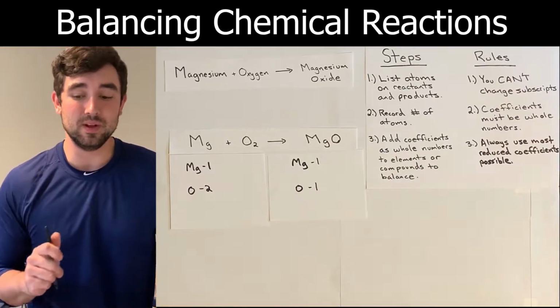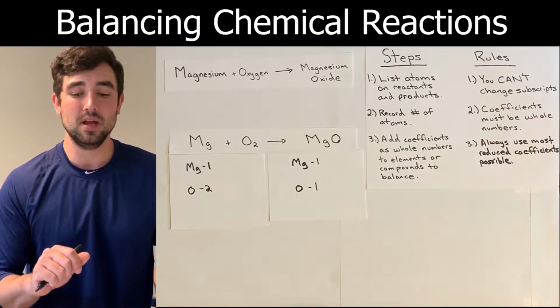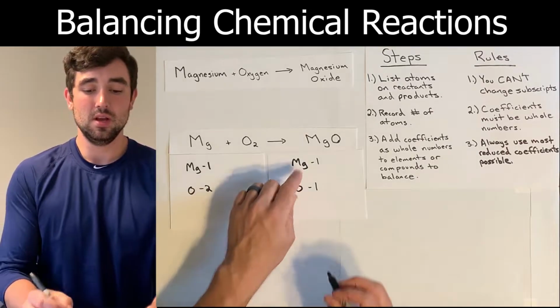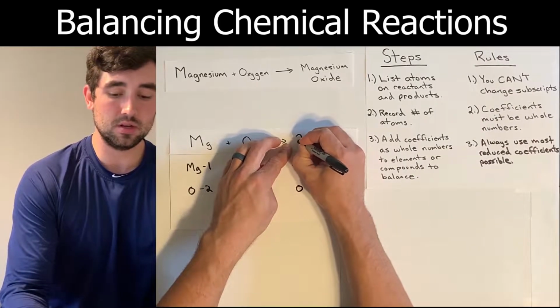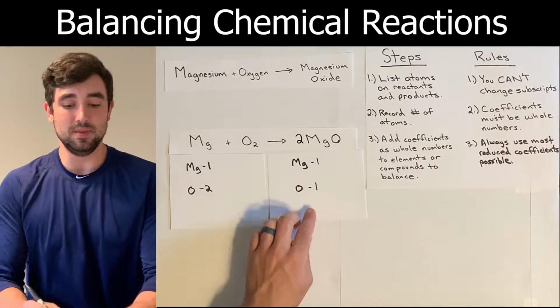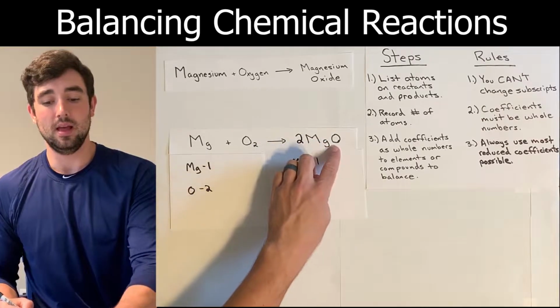Well, I look through at step 3 and it says add coefficients as whole numbers to elements or compounds in order to balance them. So I want 2 oxygens, so I'll use a coefficient of 2 in front of the magnesium oxide to give me this 2 oxygens. Instead of having 1 now, I have 2.